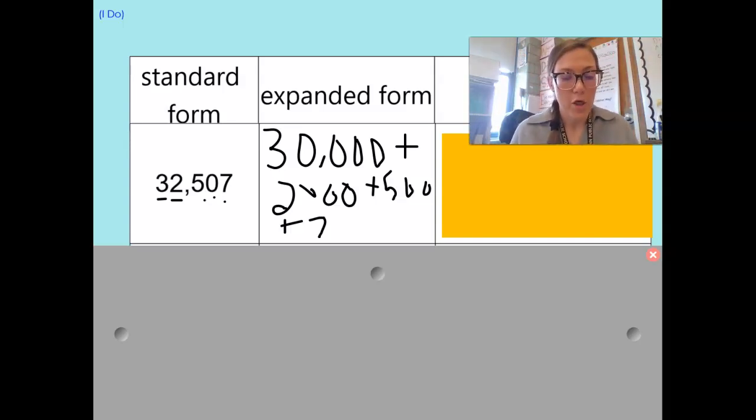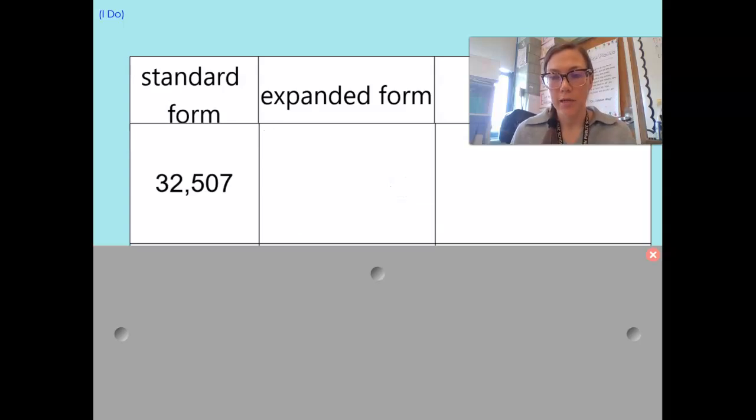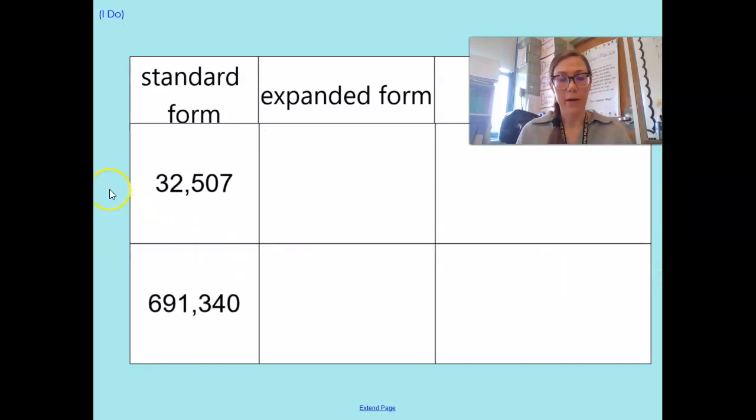So the number is 32,000. Spell thirty-two thousand. Now I say 500. Spell five hundred. And now it's just 7. Thirty-two thousand, five hundred seven. And that is my word form. I have standard form, expanded form, and word form. Let's try one more. And then after that, we'll do some together. All right, our new one.